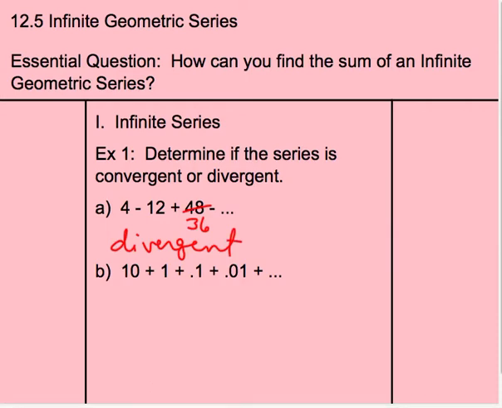Our second example, 1 divided by 10 is 1/10. The absolute value of that ratio is between 0 and 1, so this would be a convergent series.